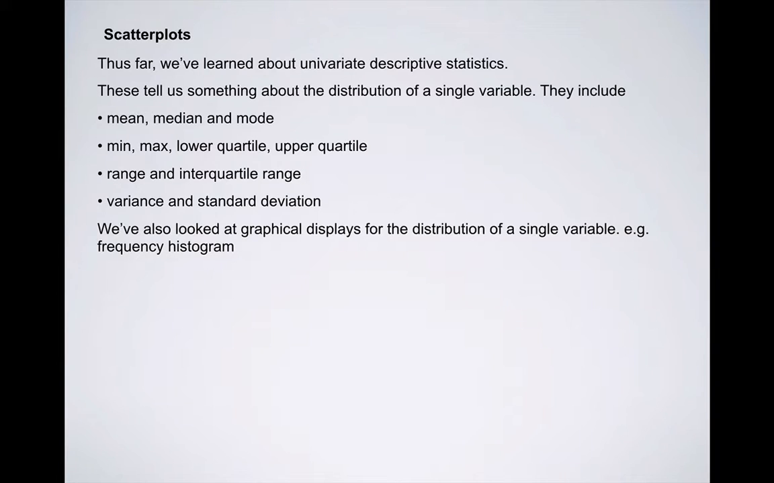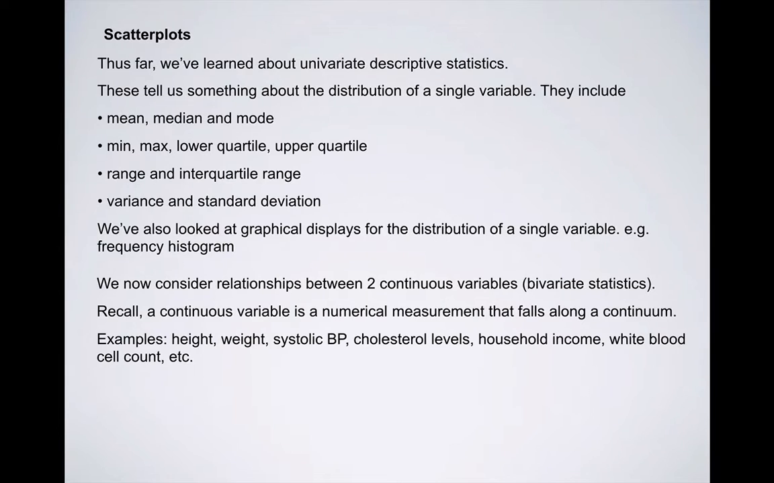We've also looked at graphical ways of displaying the distribution of a single variable, and an example of that would be a frequency histogram. Now we want to consider the relationship between two continuous variables, and we're going to call this bivariate, or two variable, statistics. Recall that a continuous variable is a numerical measurement that falls along a continuum. For example, height, weight, systolic blood pressure, cholesterol, household income, white blood cell count, and so on.